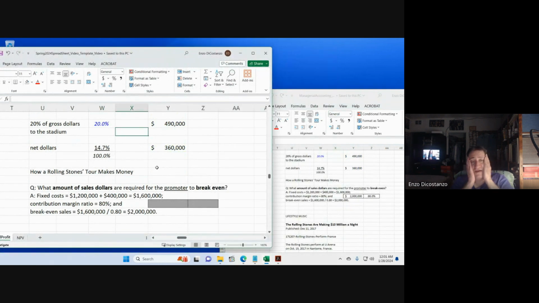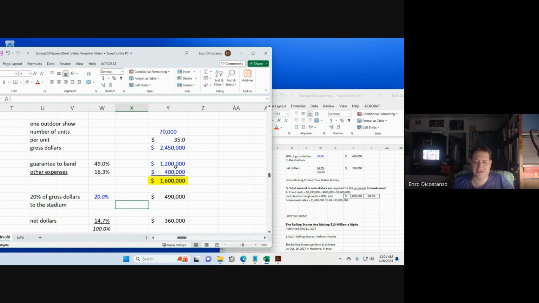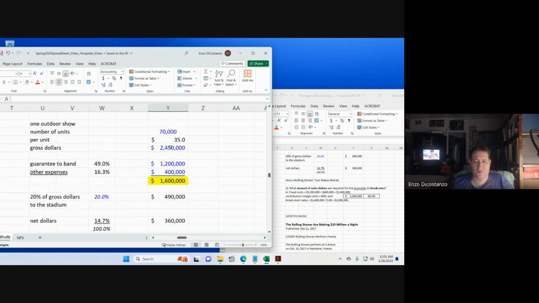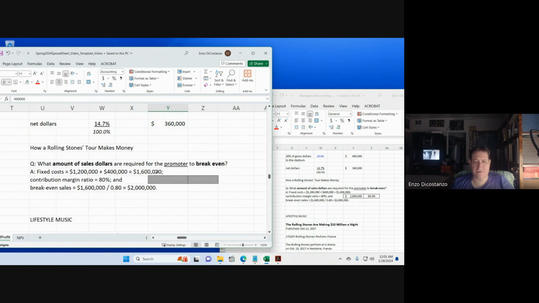Okay, so what do you have? You have this: the amount of sales dollars required for the promoter to break even. The book had some of these numbers here. It asks what the amount of sales dollars required for the promoter to break even is. In other words, what has to come in the door? Obviously, you're in the profit area here, but if you look here, you have the 1.2 million and the 400. You have those two. That's 1,600.